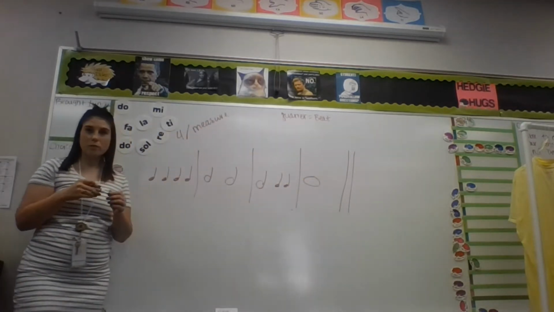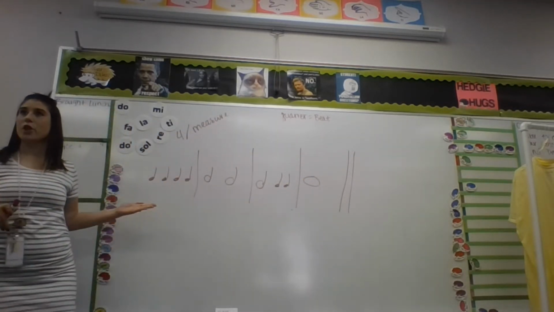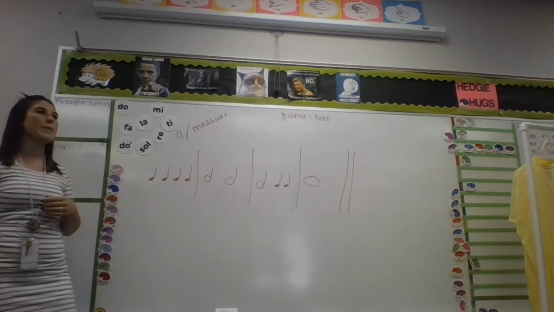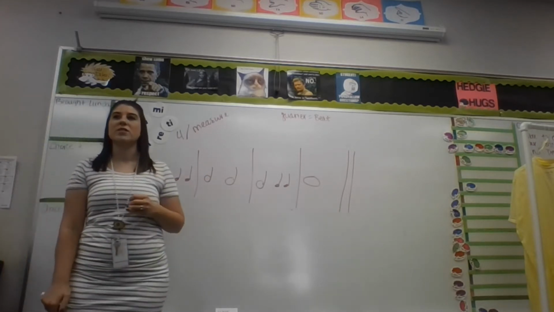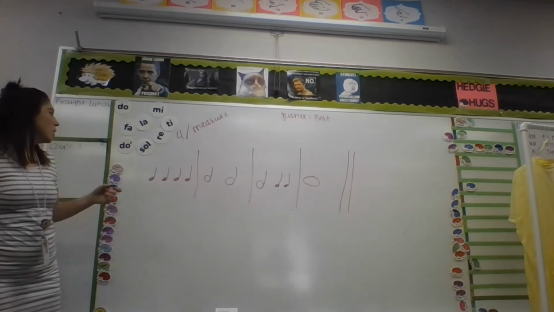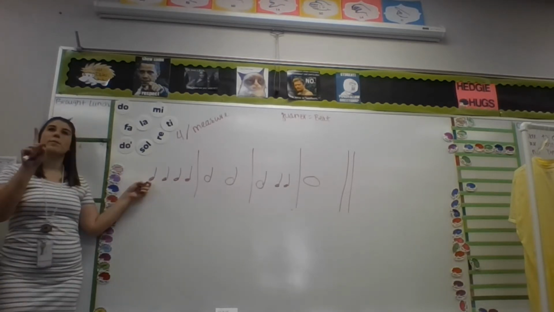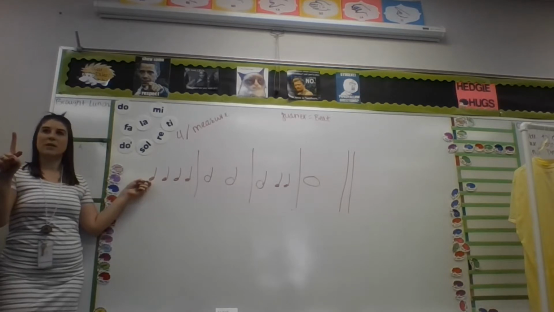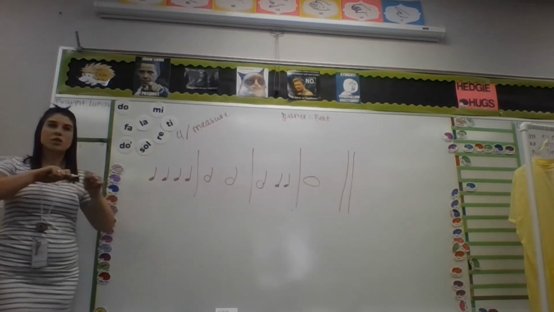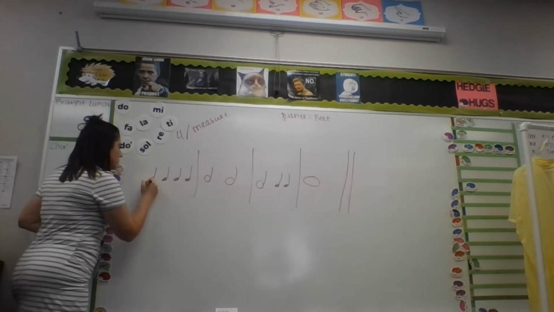Okay? Are you with me so far? Here's our notes. We have a different combination, a different pattern of notes that gives us our rhythm. Let's add each of our sounds for this. Our quarter note gets 1 beat, so it gets 1 sound. What sound does it get? Ta. Just 1 ta. Plain old ta.